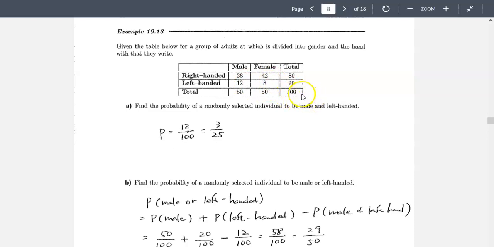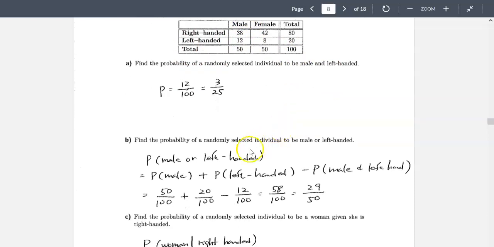Okay, we can read any way we want. So the total is 100 people we interviewed. That's important, total is 100 here. Now these are subtotals, right? So find the probability of randomly selecting an individual to be male and left-handed, has to be together. So male and left-handed is these 12 people, so 12 out of 100.